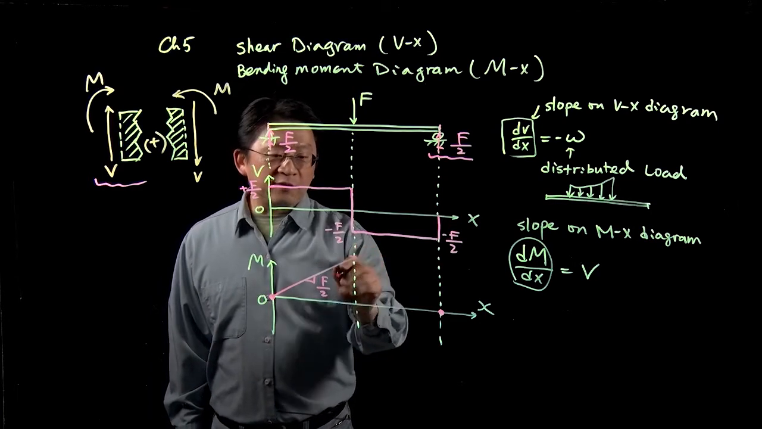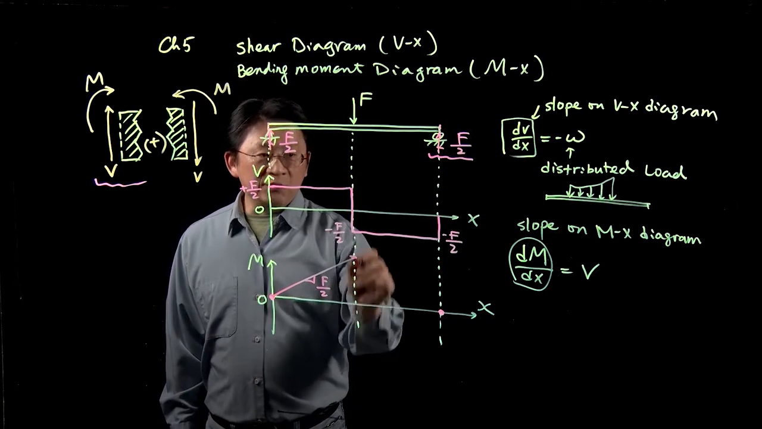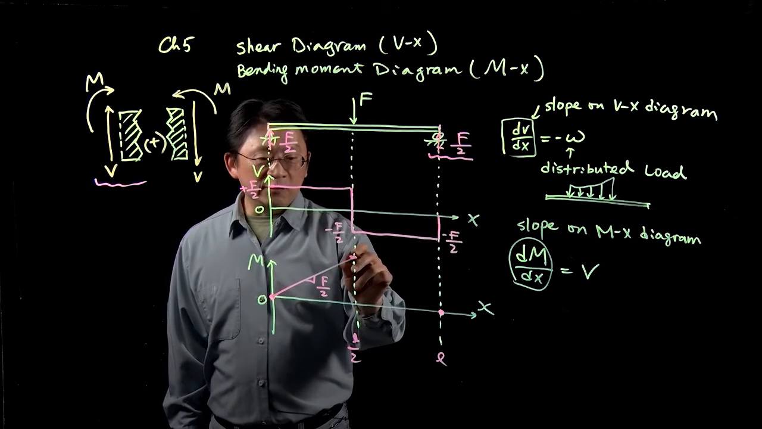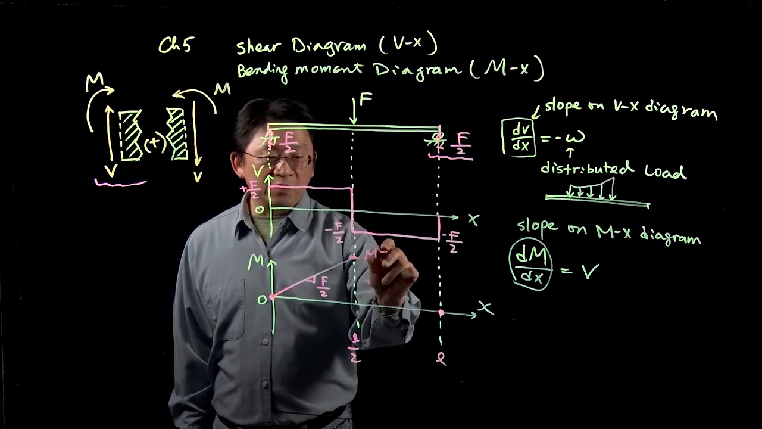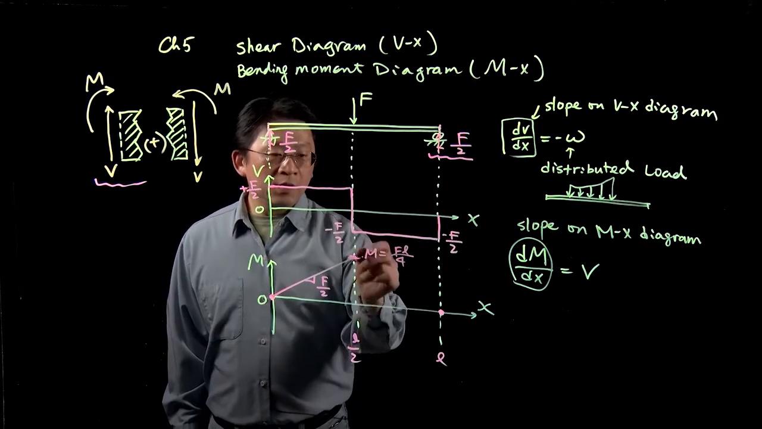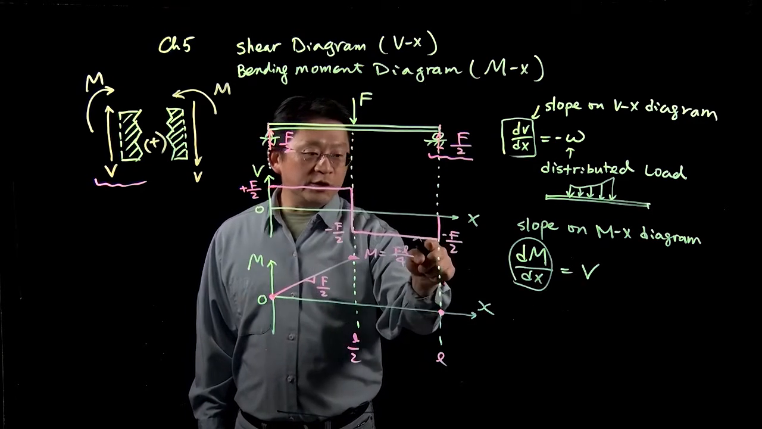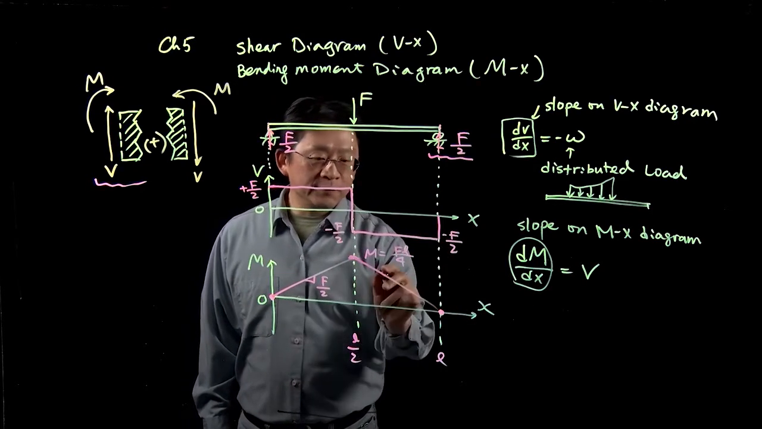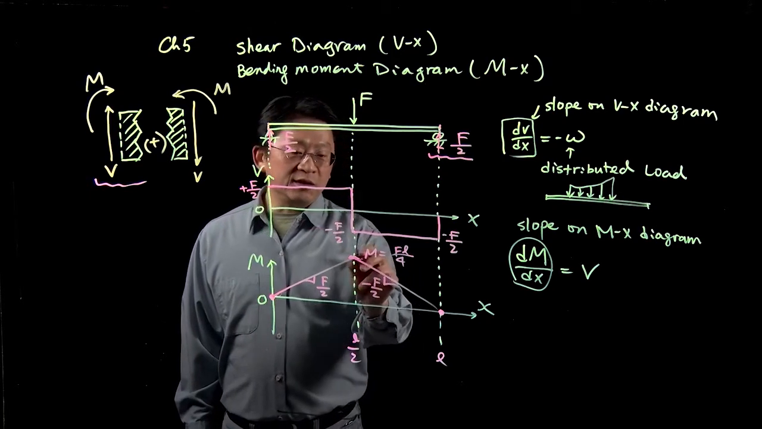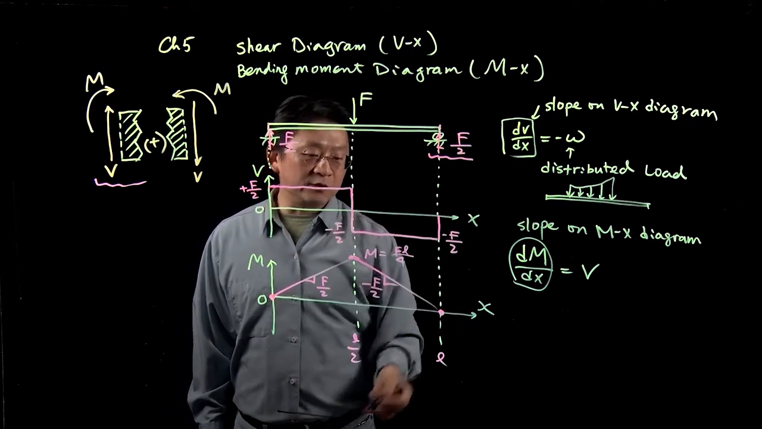Coming to the middle, you can calculate this value: if the whole length is L, the half length is L over 2, and M equals FL over 4. In the second portion, again the slope equals the value of V, which is negative. So now we go downward with a slope of negative F over 2. The curve descends from here and comes to 0.